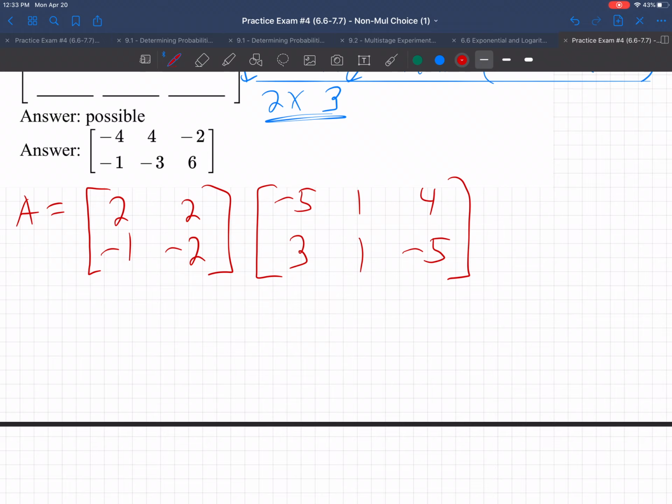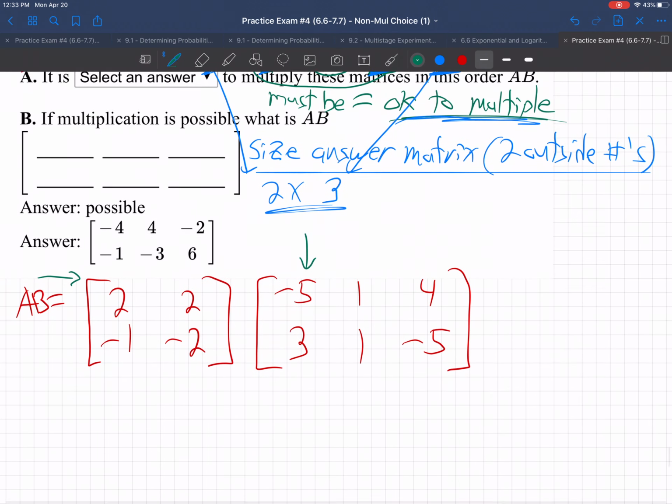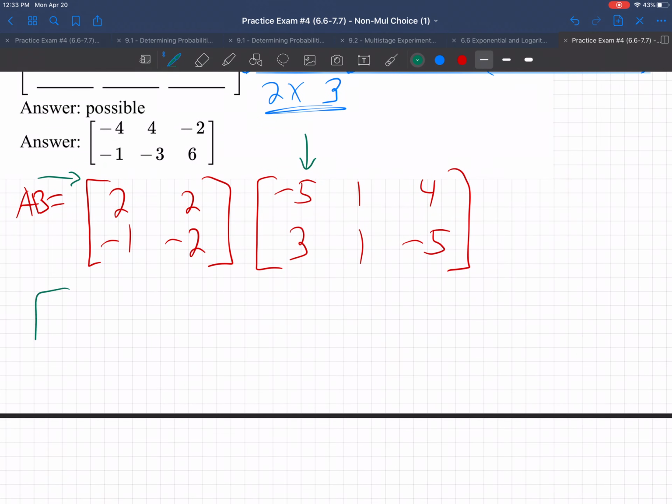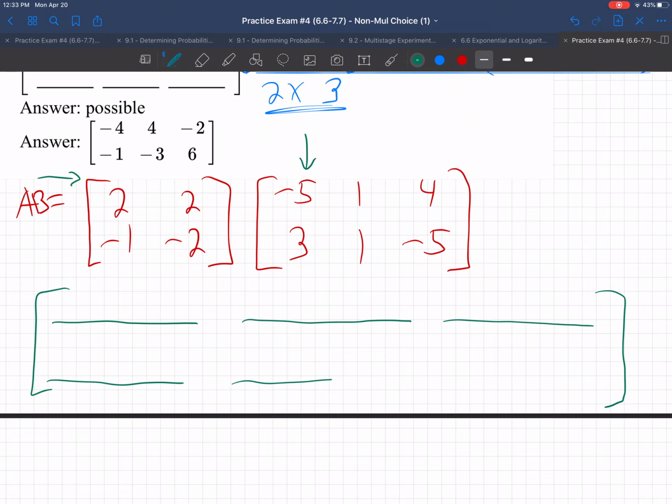All right, so here we go. By hand, how do we do it? This is matrix A times matrix B. Well, what you do is your left hand goes across and your right hand goes down. We already know the size of the answer is going to be a 2 by 3. So down 2, 3 across. Let's set that up. 2 down, 3 across for the answer. Okay, so your left hand goes across, your right hand goes down.